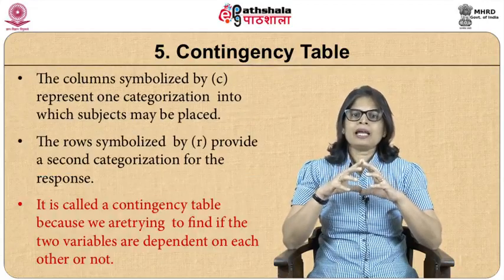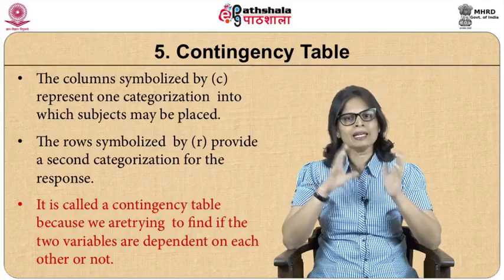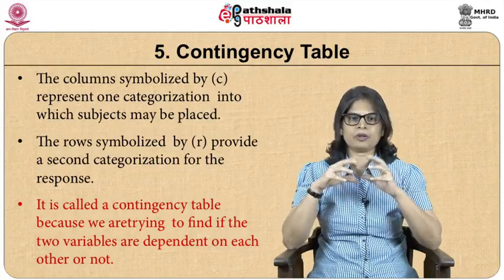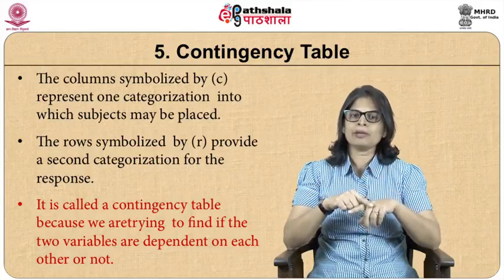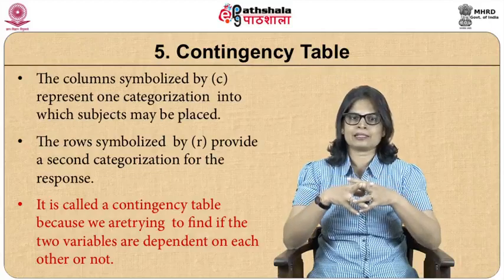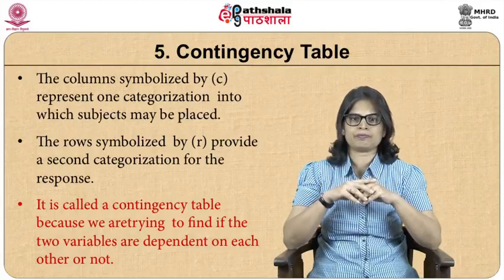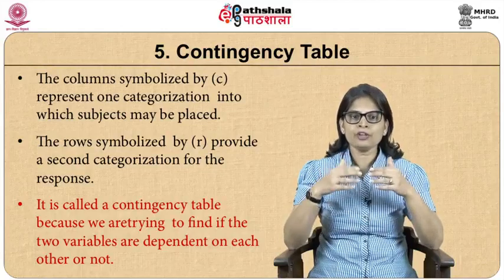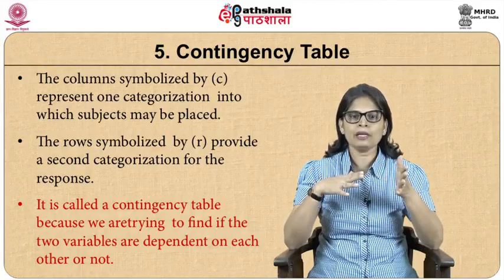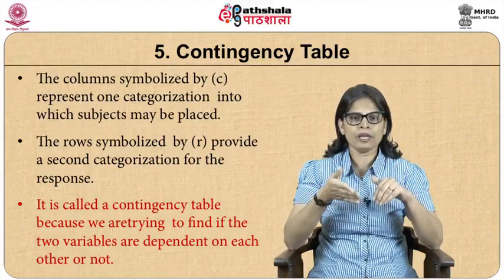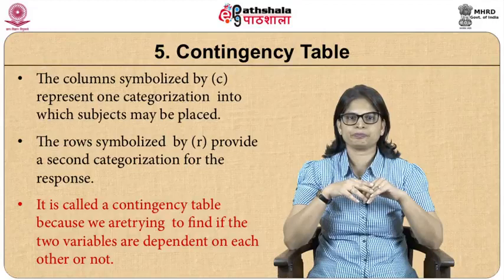The columns symbolized by C represent one categorization into which the subjects may be placed. On the other hand, the row symbolized by R is nothing but the second type of categorization for the same response. It is called as a contingency table because here we are trying to find out the probability of dependence or independence of one variable on the other.